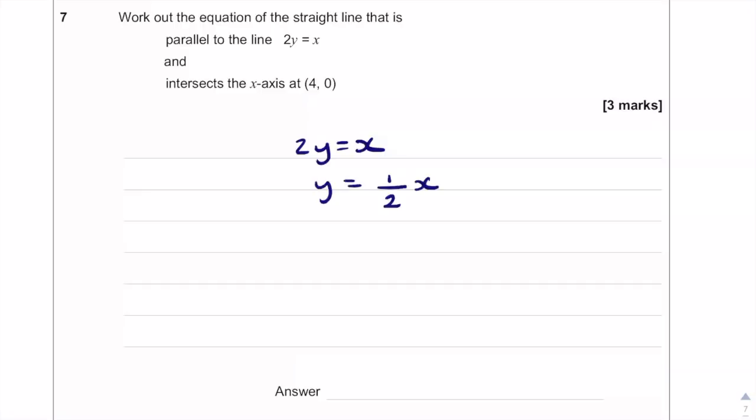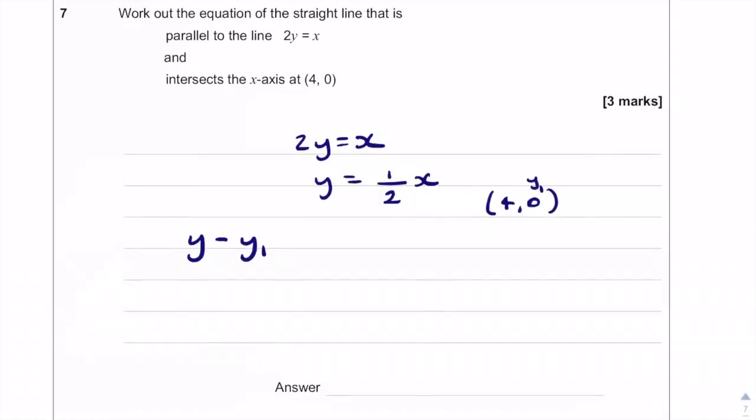So I know that my equation is going to have this gradient. So what I can do now is, because I'm also told that it intersects the x-axis at (4, 0), I can use this equation, y minus y1, which is going to be 0, y1 is 0, x1 is 4, is equal to m, which is my gradient, multiplied by x minus x1. So if I substitute these values in here, I can then work out an equation which passes through the coordinate (4, 0) and has a gradient of a half.